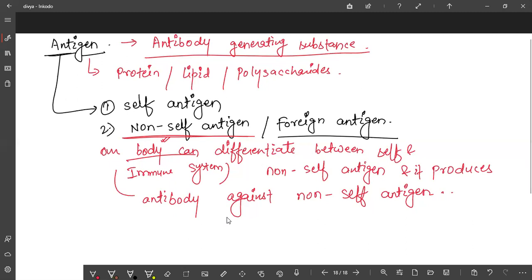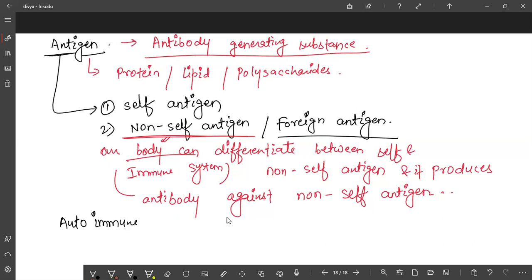So one more thing is there, that is called autoimmune disease. If the body doesn't differentiate between self antigen and non-self antigen, it will attack the self antigen. Our body has the ability to differentiate between self and non-self antigen. Our body recognizes the self antigen, and besides the self antigen, if another antigen is present, then our body will consider it a foreign antigen, and our body will produce an immune response or antibody against that foreign antigen.